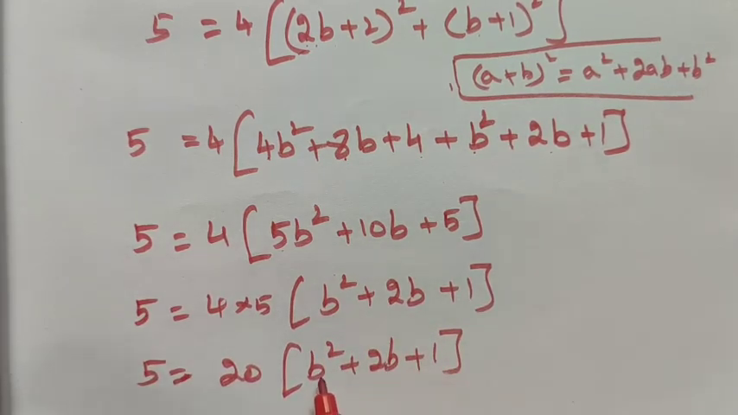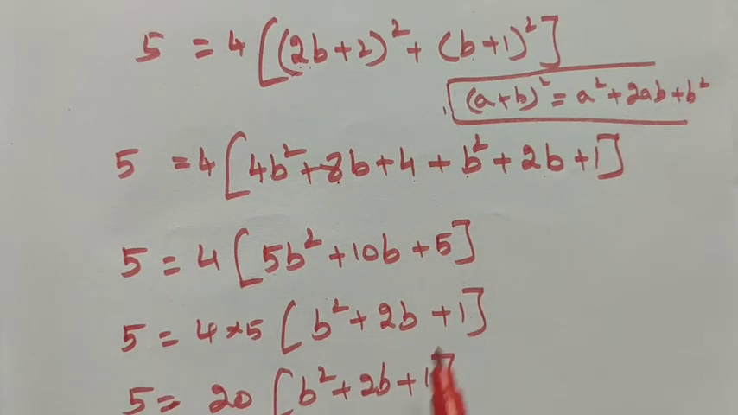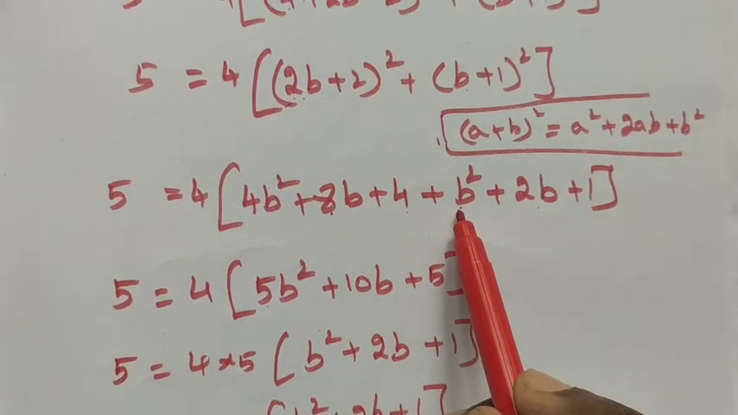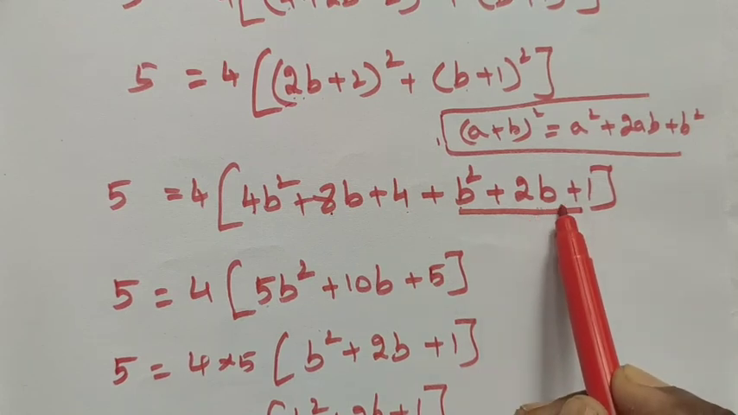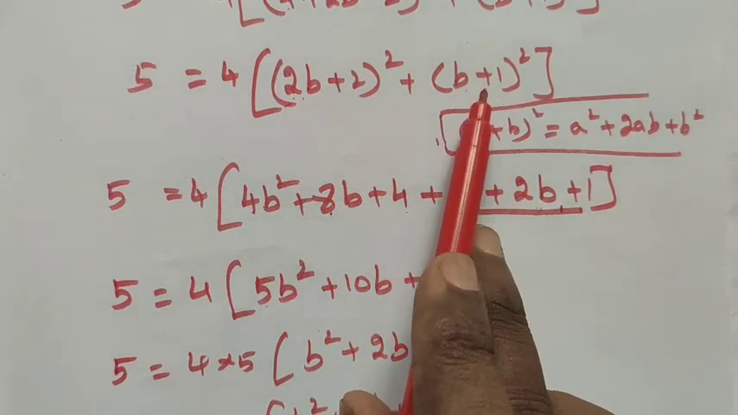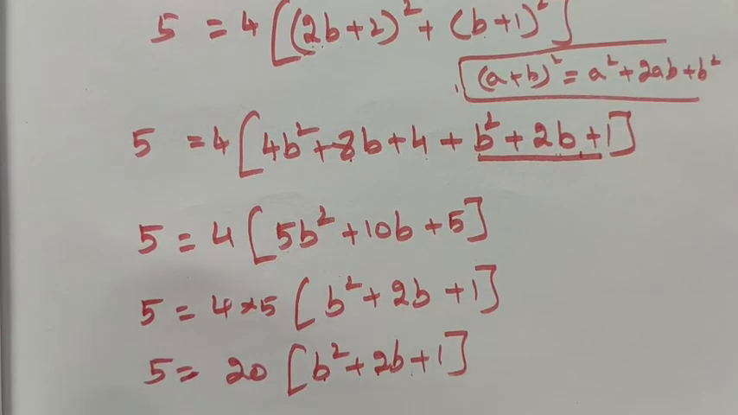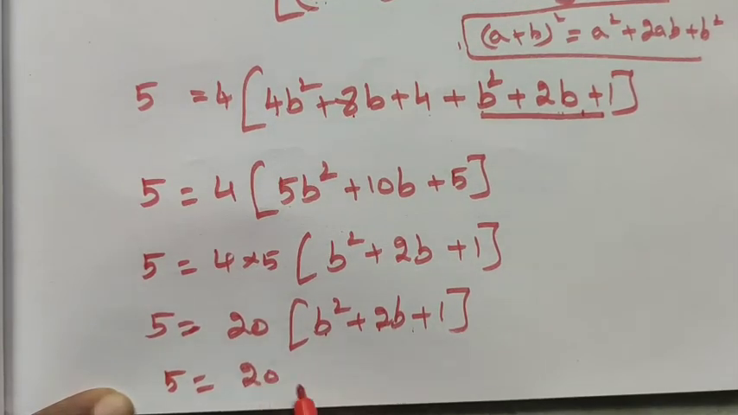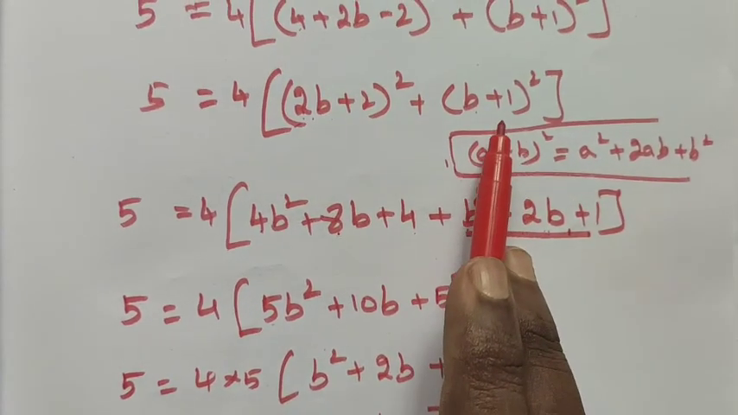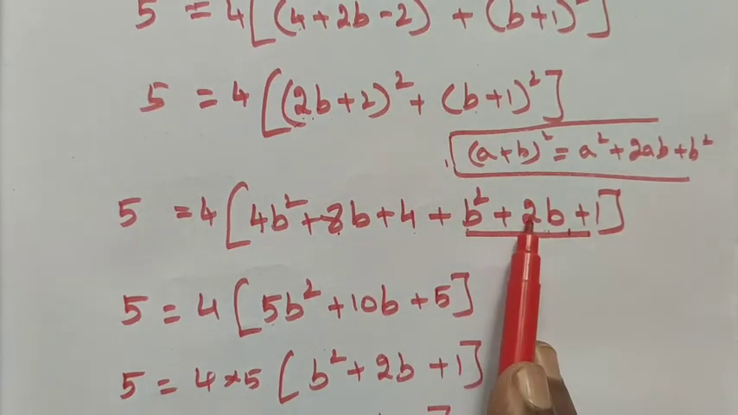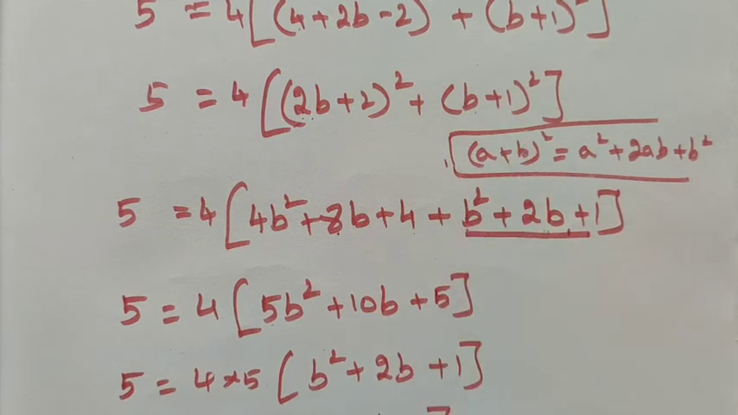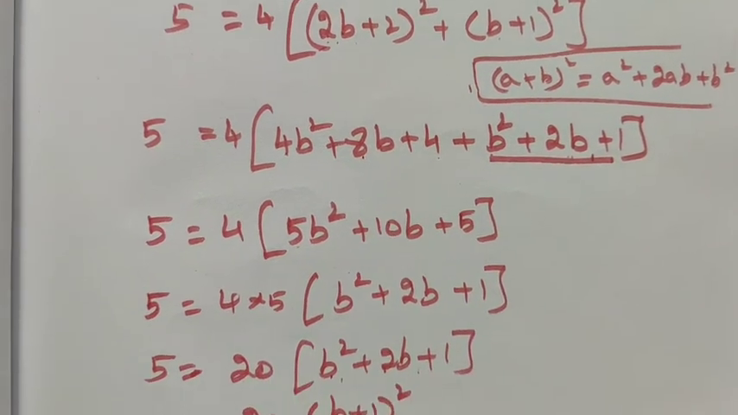Simple factorization here. Now see this, b square plus 2b plus 1. Here b square plus 2b plus 1 is nothing but (b plus 1) whole square, right? So (b plus 1) whole square. I change this term as 5 is equal to 20 into (b plus 1) whole square. This term is nothing but b plus 1, right? So I use that again, (b plus 1) whole square, to find the b value.